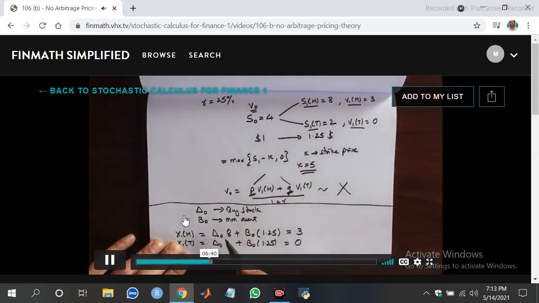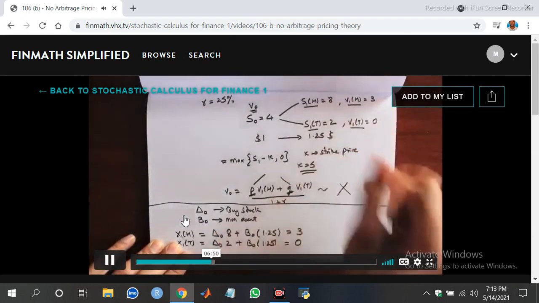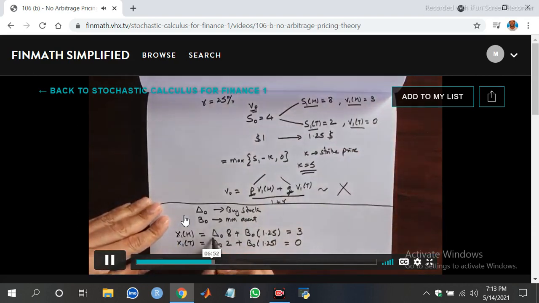Okay, so what I've done is I had 2 different states for my portfolio, and in these 2 different states I've equated the value of the portfolio to the value of the option. Now we have 2 unknowns, delta naught and B naught, and we can solve for them. We have 2 equations, 2 unknowns.